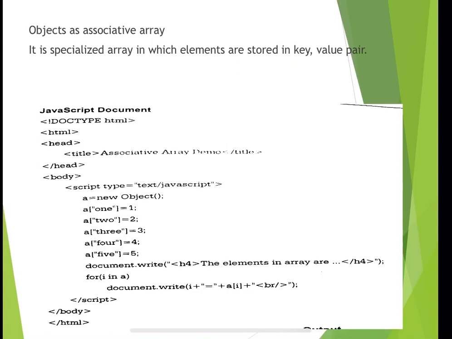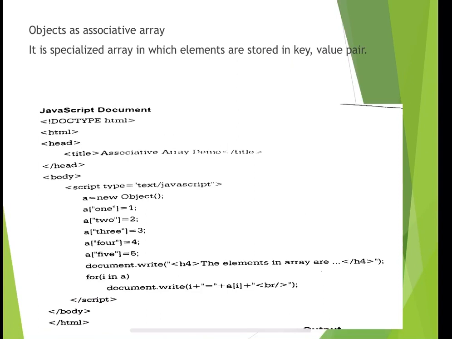So close the script tag, close body, close HTML. So we will get the key value pairs as an output. So key is equal to value. So 1 is equal to 1, 2 is equal to 2, 3 is equal to 3, 4 is equal to 4 and 5 is equal to 5 will be your output.